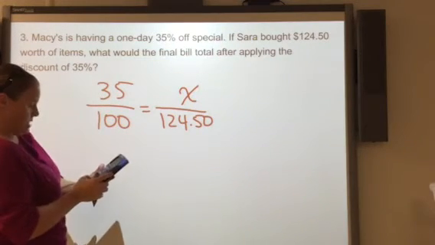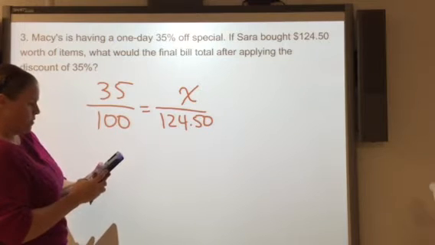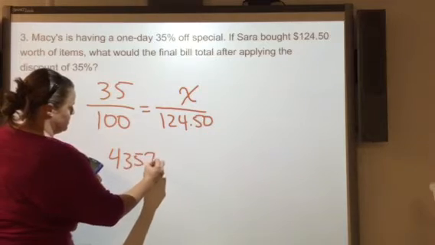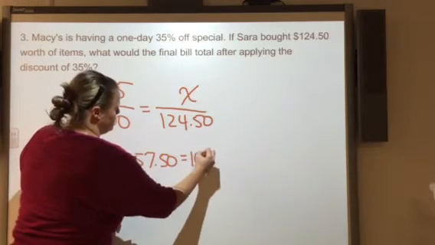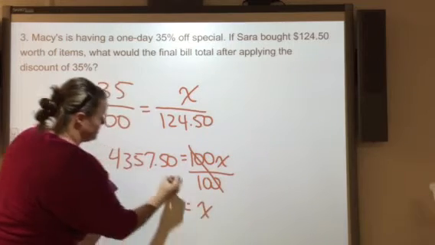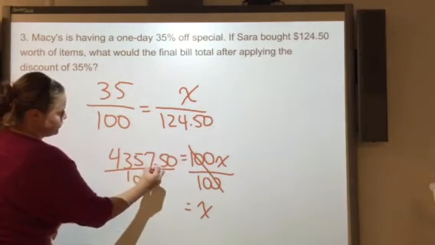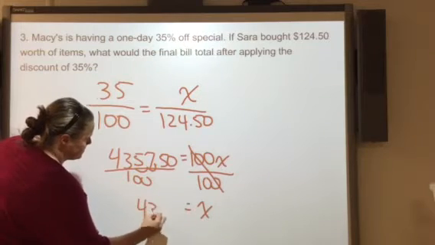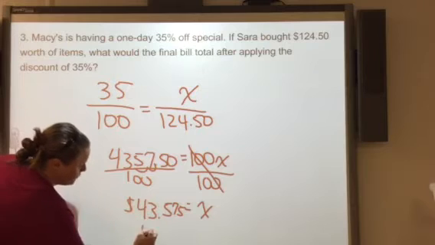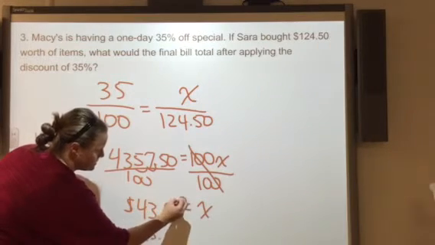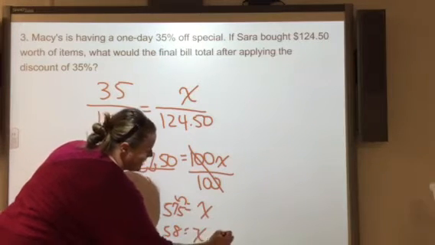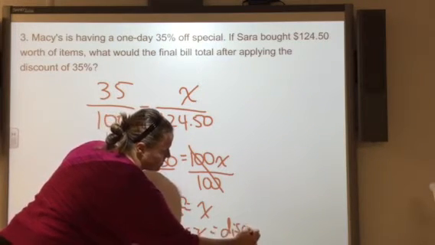So 35 times 124.50 is divided by 100, move the decimal. So this is going to be $43.58 once we round it, and that's for the discount.